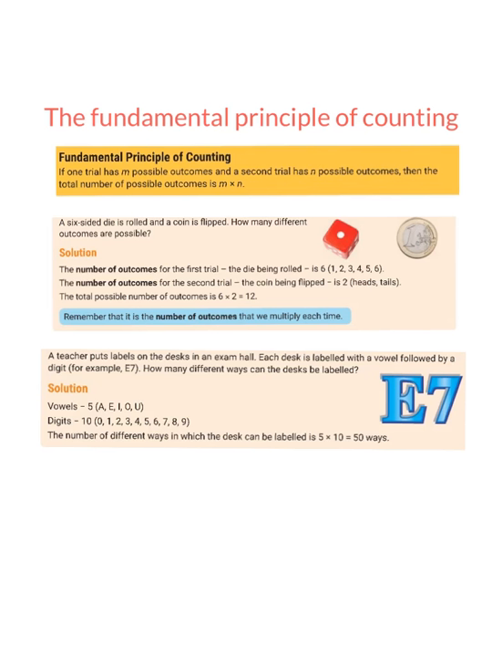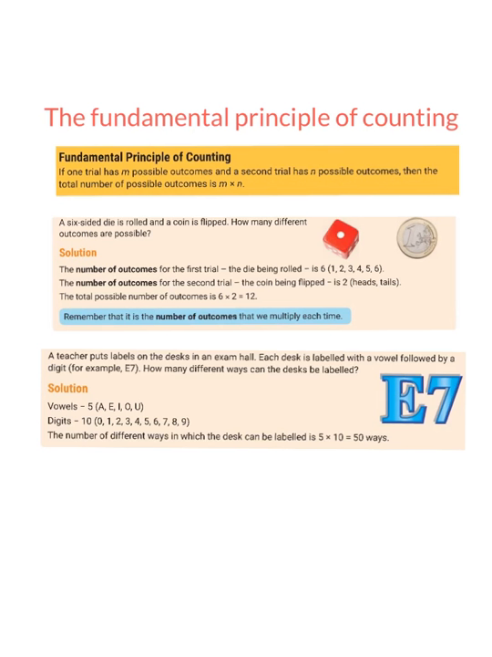Okay guys, so we're moving on today to the fundamental principle of counting. Now we did a little bit of it yesterday, so this yellow box here I want you to take down in your notes. So I'll just go through it. So this is what it means in words. It says if one trial has m possible outcomes and a second trial has n possible outcomes, then the total number of possible outcomes is m by n. Okay, so just take that definition down into your notebooks.